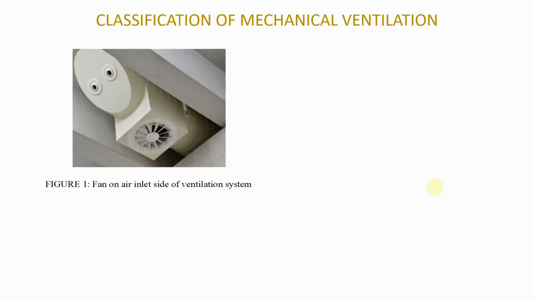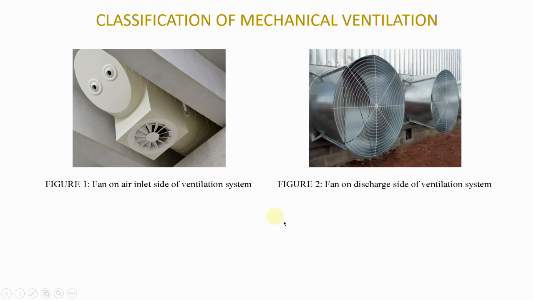The first thing I am going to speak about is the classification of mechanical ventilation. In the first picture that you see, you have a ventilation system that has got a fan on the inlet side of the ventilation system. And in the second picture, it's again a ventilation system, but this time the fan is on the outlet side of the ventilation system. As you can see, the first picture is indoor, and the second picture is outdoor.